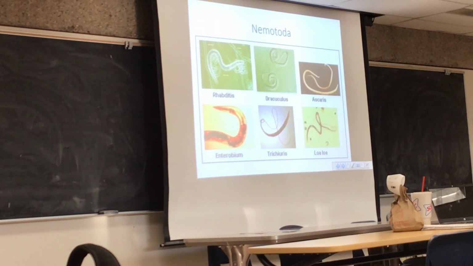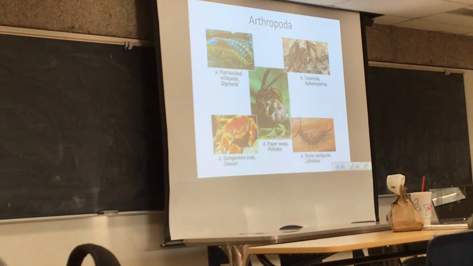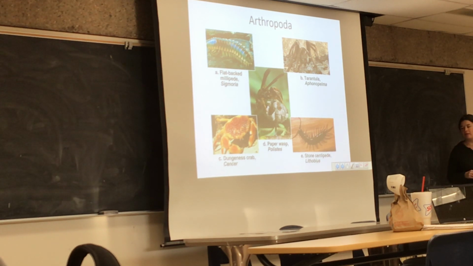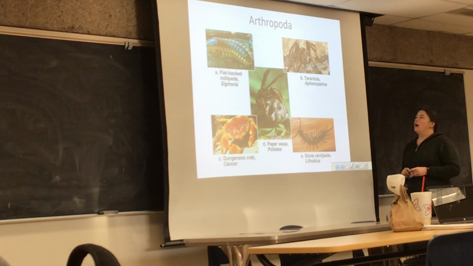Questions about that? All right, so we've got the segmented worms, flatworms, and roundworms, 3 different groups of worms. A little bit confusing, but they're all in different groups. Okay, then the arthropods. The similarity that all the arthropods have is that they all have a crunchy exoskeleton made of chitin.